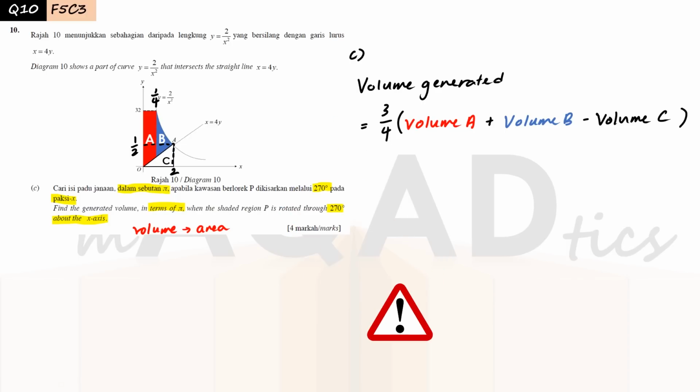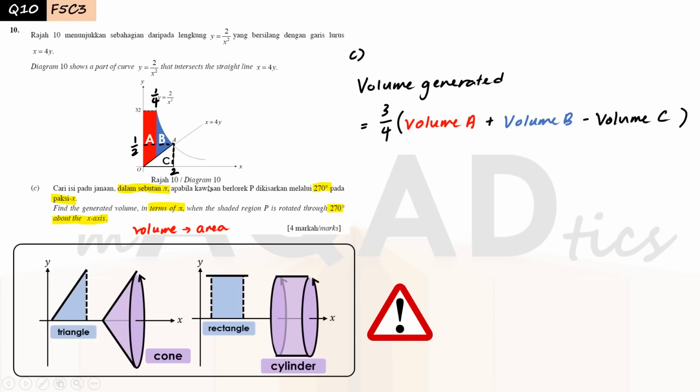When we rotate 2D shapes that we know of around the X or the Y axis, we would form 3D shapes that we know of as well. So in SPM, it would be these two examples. If our 2D shape is a triangle, if we rotate around the X or the Y axis, our 3D shape would be a cone. And if our 2D shape is a rectangle, if we rotate around the X or the Y axis, it will produce a cylinder.